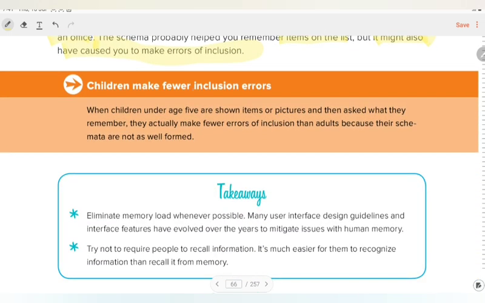Children make fewer inclusion errors. When children under the age of 5 are shown items or pictures and then asked what they remember, they actually make fewer errors of inclusion than adults because their schemata are not as well formed.